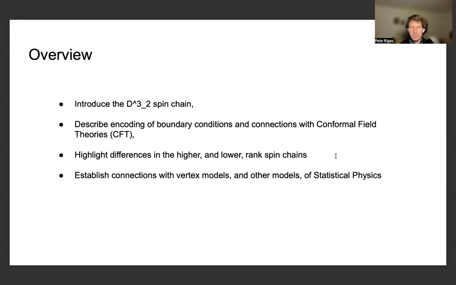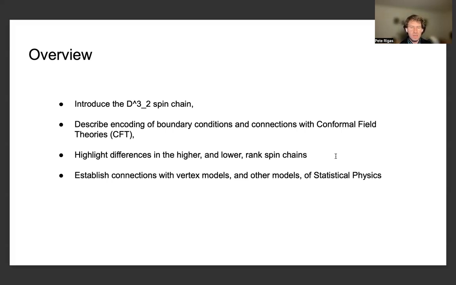And in providing some insight into this framework and building up our intuition, we'll highlight differences between the higher and lower rank spin chains, because the reference that I'll be discussing, which is provided in the link in the bio, lists as one interesting prospect for future research that it could be possible to look at how to encode open boundary conditions for the high rank spin chain, as open boundary conditions have been encoded for the lower rank spin chain in previous work. And in doing this, we'll also be establishing connection with vertex models and other models of statistical physics.